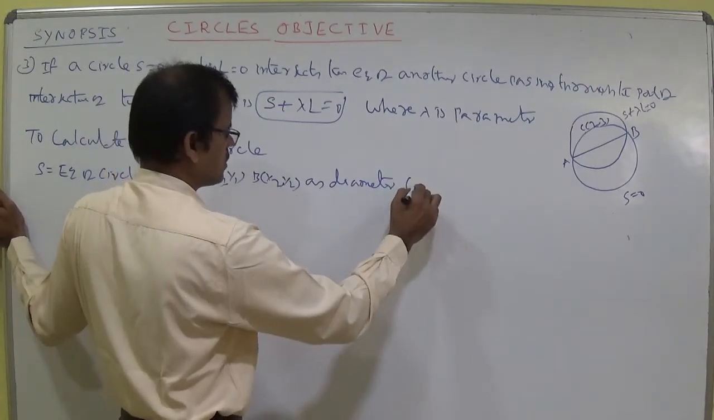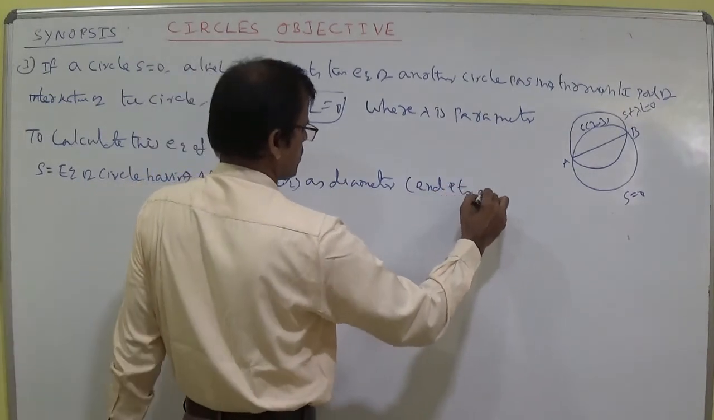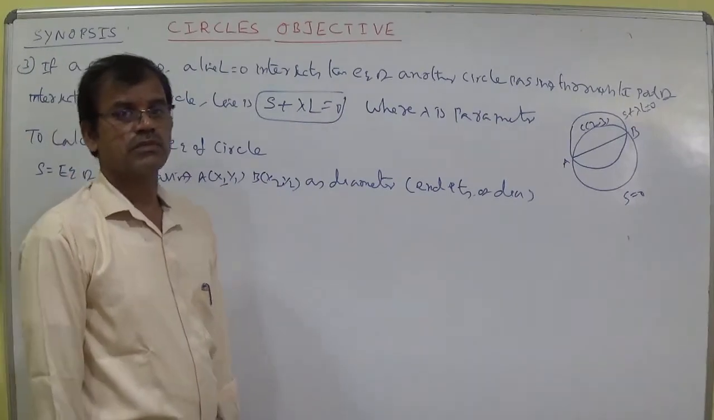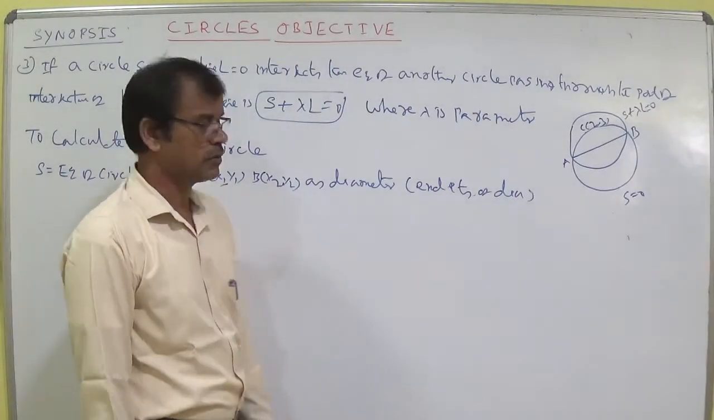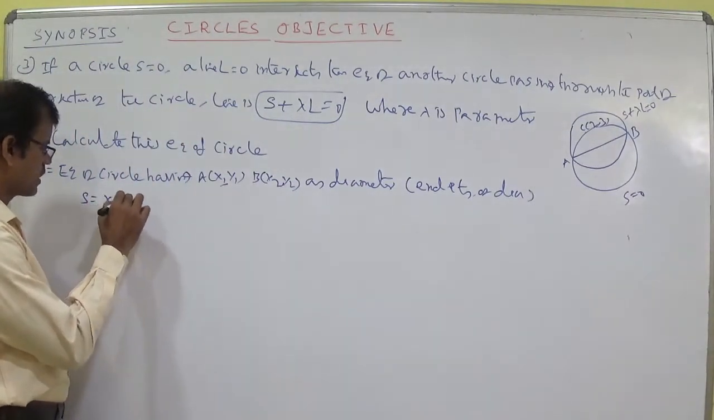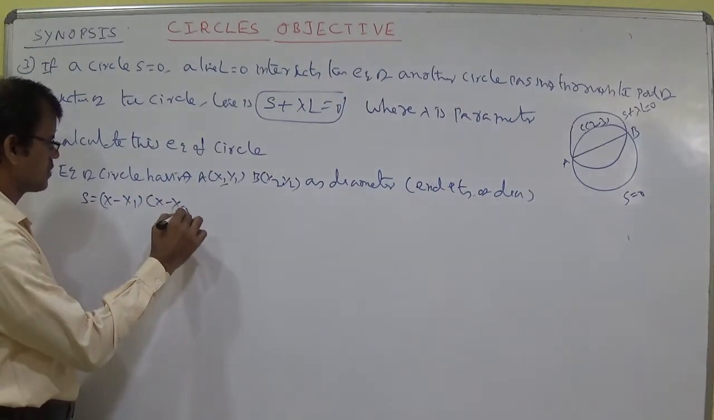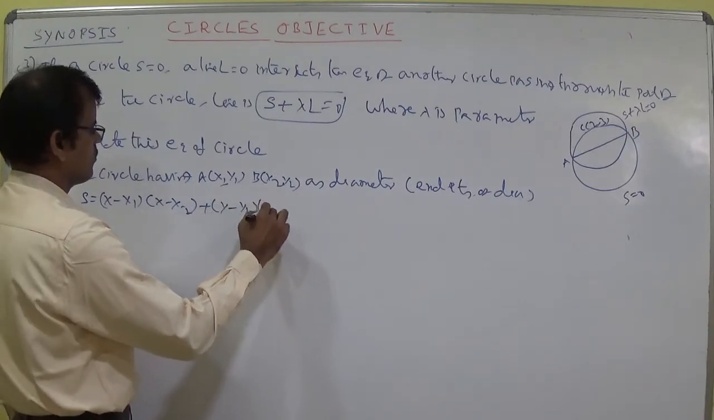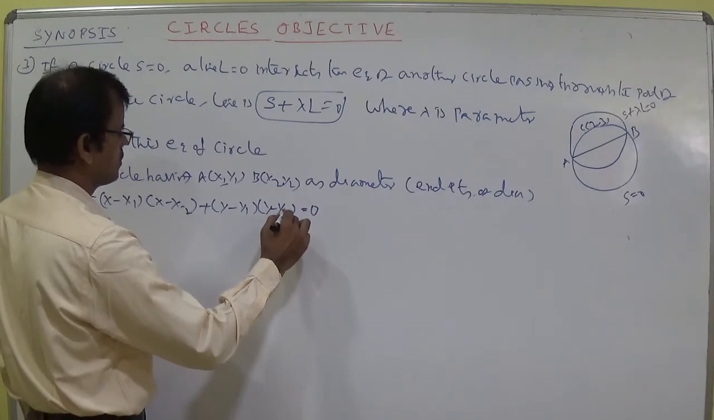That means the endpoints are extremities of the diameter. The end points of diameter formula: x minus x1 into x minus x2 plus y minus y1 into y minus y2 equal to 0. Use the formula here. S is equal to (x minus x1)(x minus x2) plus (y minus y1)(y minus y2) equal to 0.